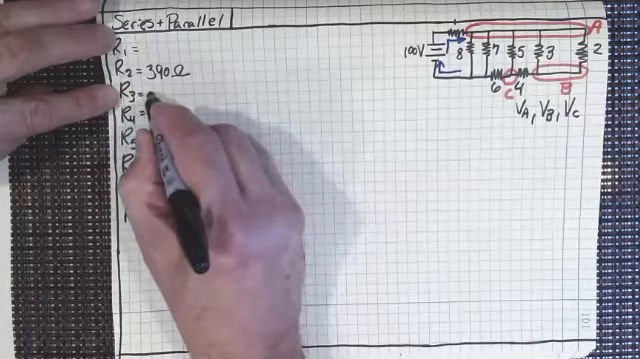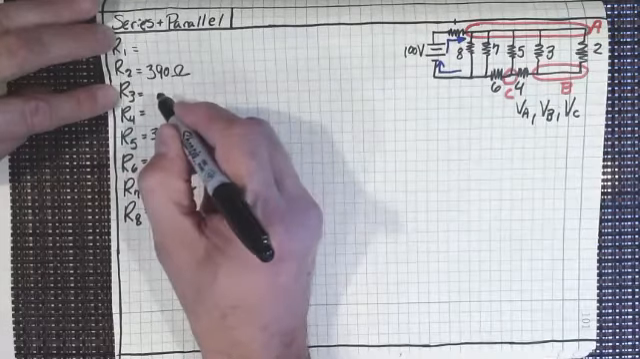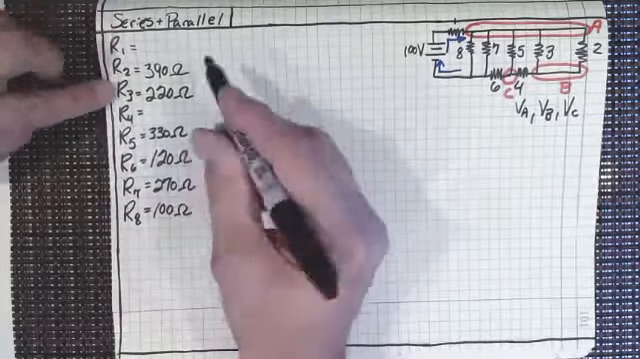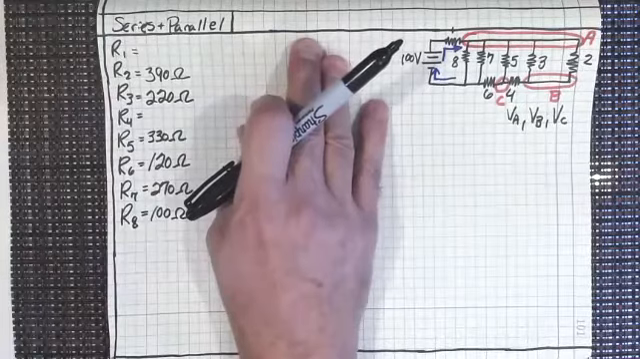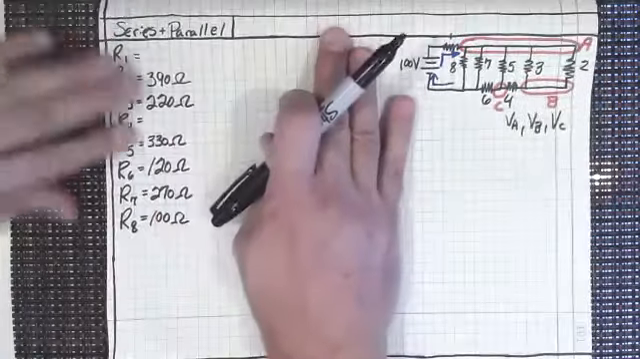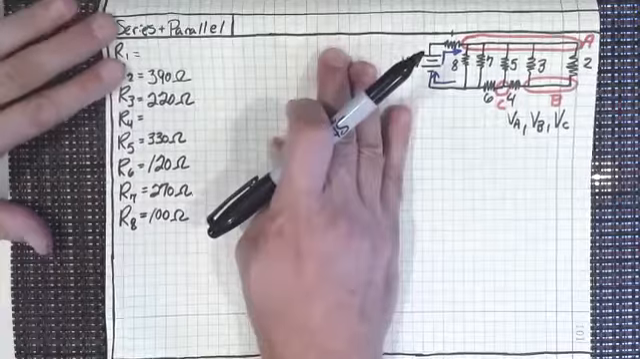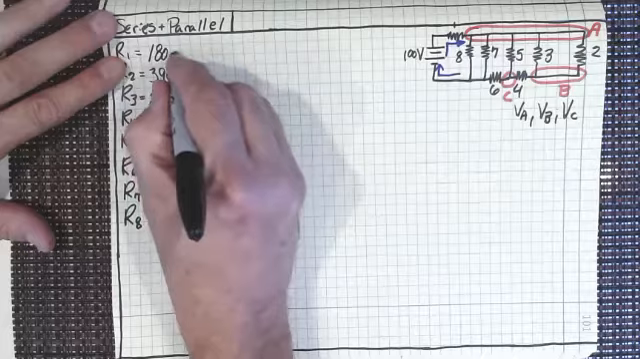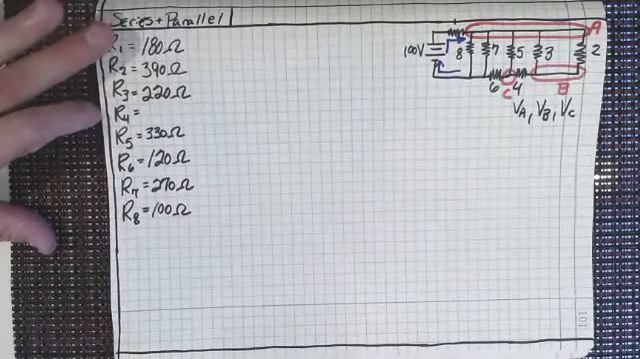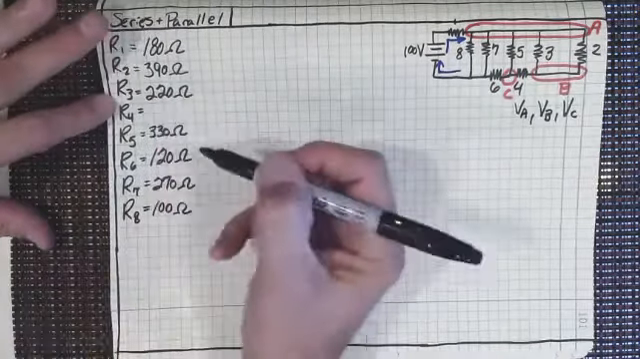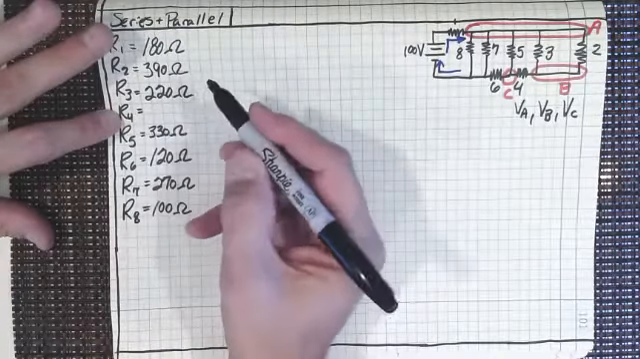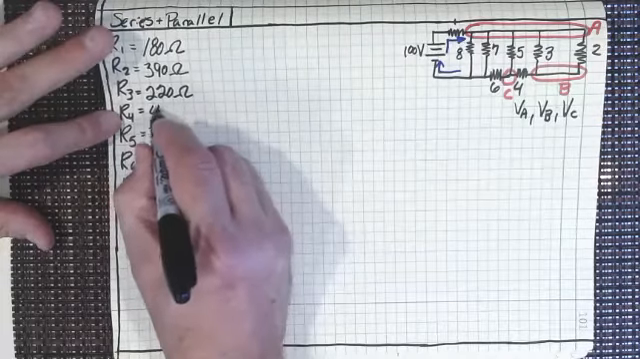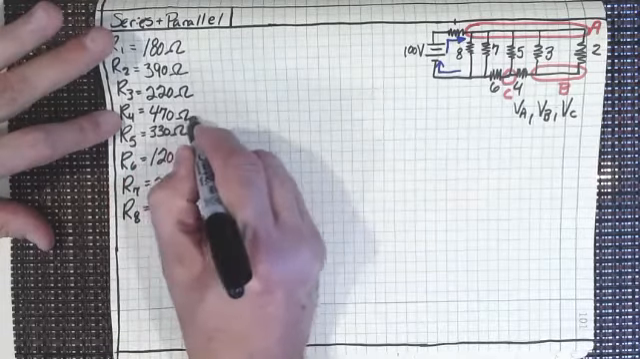R3, we'll have a 220 ohm resistor. Trying to keep them all sort of within the same ballpark. I don't want to throw a 1 mega ohm resistor in there and just throw the entire thing off. So I've got a 180 ohm resistor. And then for the last one, let's make it a rather large resistor. That would be 470 ohm resistor. There you go.